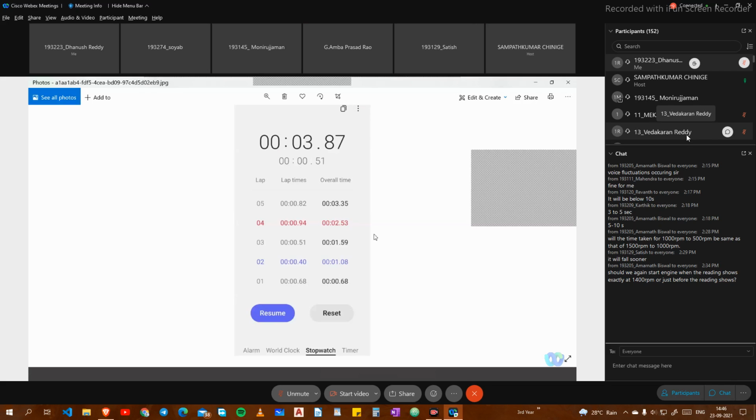Correct? From here to here, no, sir, second is 0.40 to 1 second 0.8. This is the difference, right? Yes, sir. Middle one is difference. Like from 1500 to 1400, it is 0.4 second. So likewise, diagonal. In the middle there is written lap times. That is difference. So 15 to 14 is 0.68.